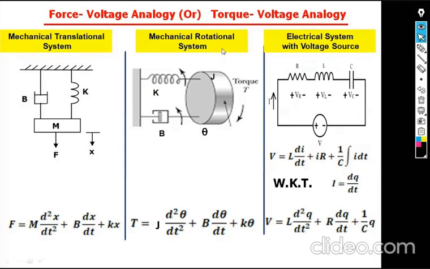In the rotational system, it is the same thing but the symbols change. So T, instead of force, is J into d square theta by dt square plus B into d theta by dt plus K into theta.